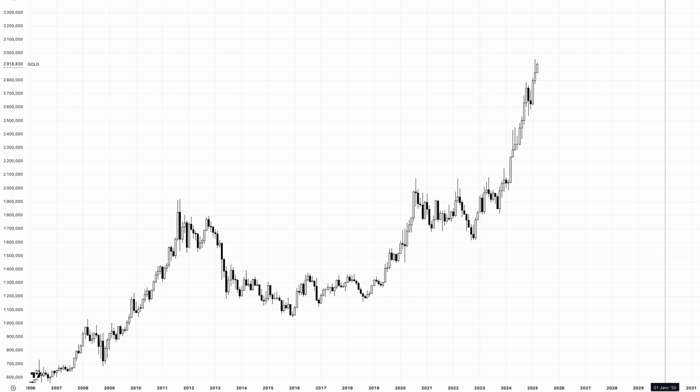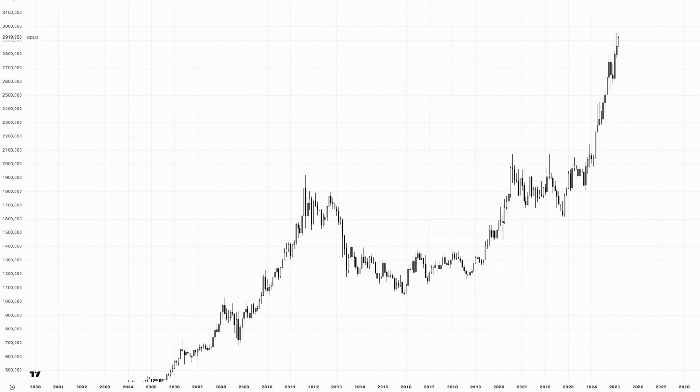1 ounce equals approximately 28 grams, 28.34 grams to be exact. Right now, as you can see, the price is around $2,900 per ounce. That means 1 gram of gold now costs over $100. This has never happened before, until last week.